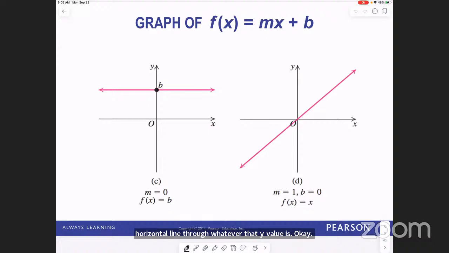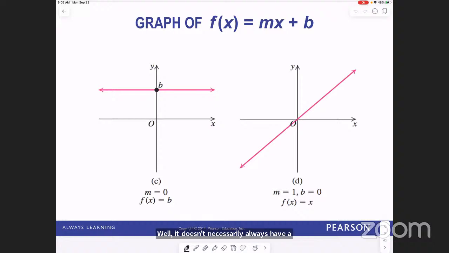So again, the image on the left is called our constant function. The image on the right is called our identity function. And that's essentially y equals x. It has a positive slope. It's a diagonal line.